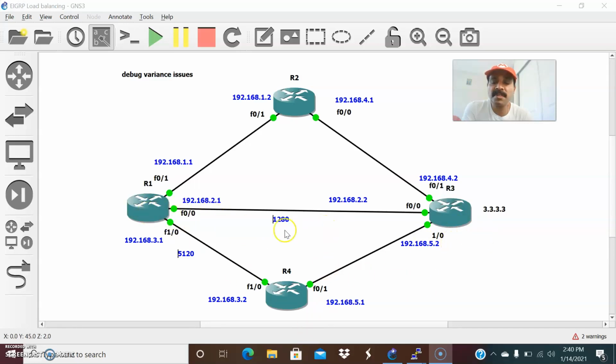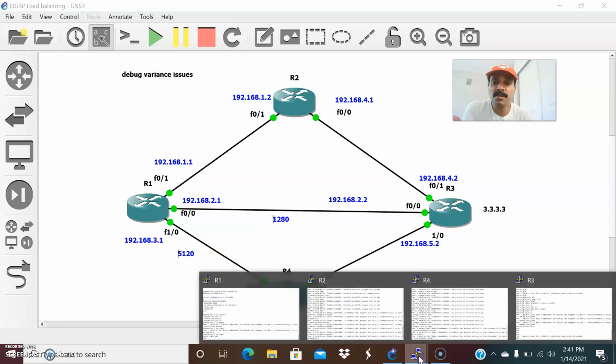Each and every path I assigned a different bandwidth, because I want to show unequal cost load balancing. This one I have assigned 5120, and this one I have assigned as 1280. Unequal load balancing is done by means of a parameter called variance. You always have to assign that variance value properly, otherwise it will not do proper unequal load balancing. So let us see today how it will do.